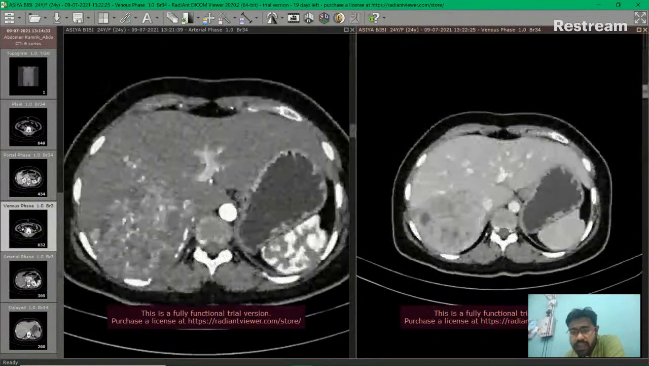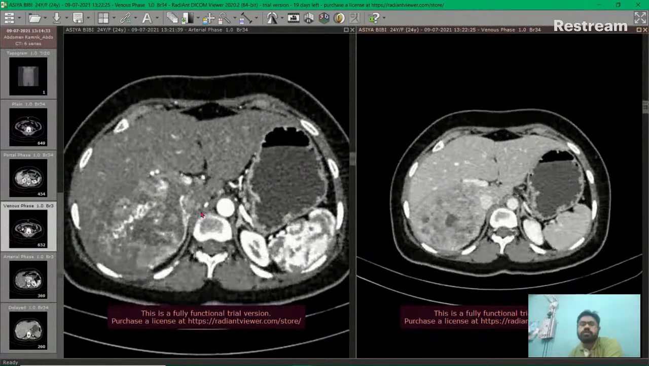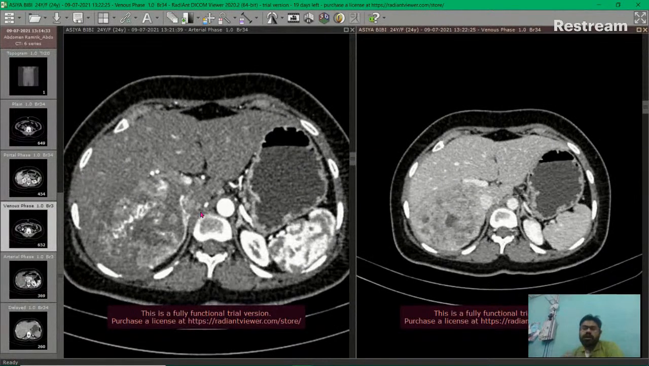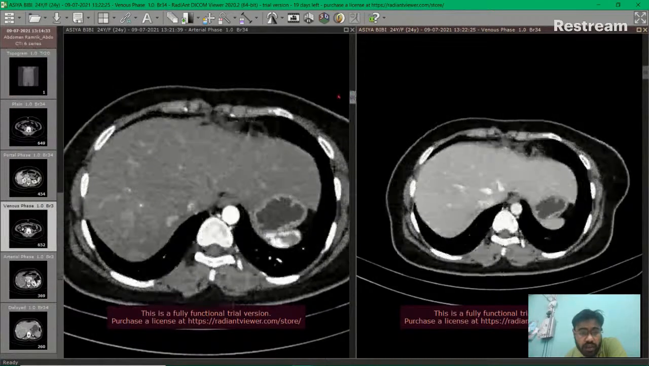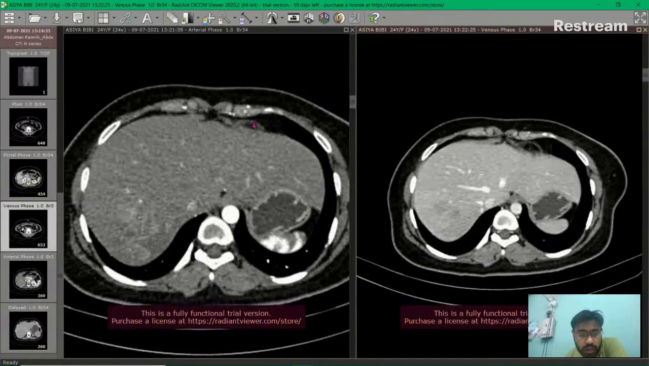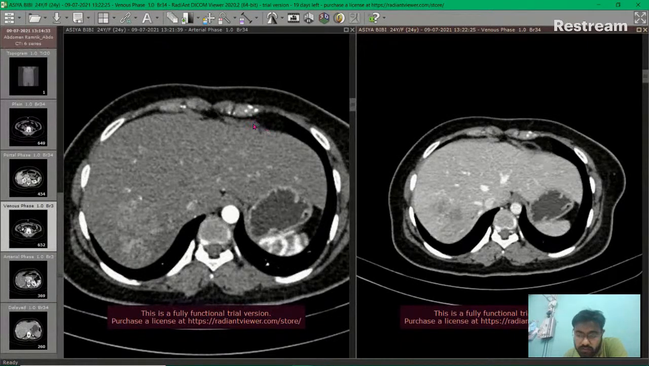This patient is a pretty young woman. Her age is around 24 years. And this patient does not have any past history of hepatocellular carcinoma, or any family history of hepatocellular carcinoma also.